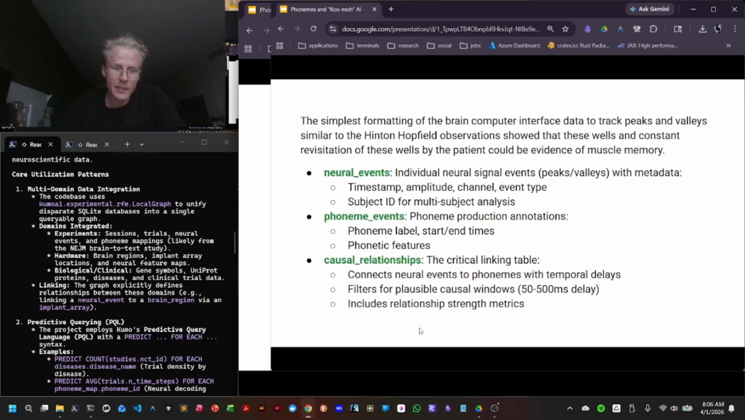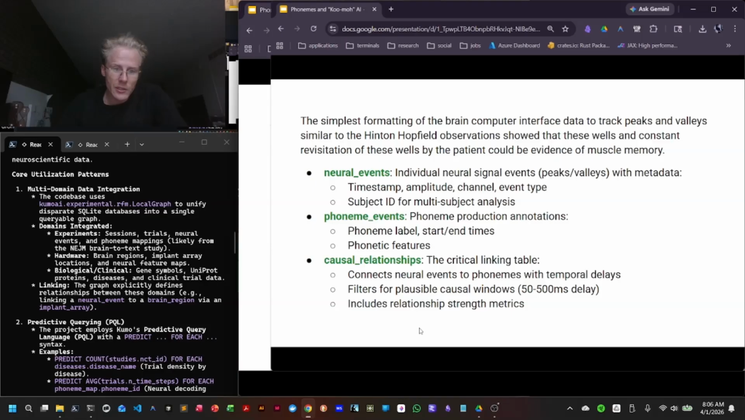Then the phoneme events. So when it was annotated, and then the error around that showed the phoneme label, start and end times, and the phonetic features. So what features, what words are phonetically spelled similarly, and then also how is he trying to say similar words? How does that match the phoneme to the word?